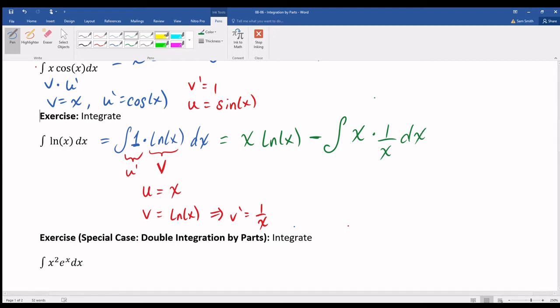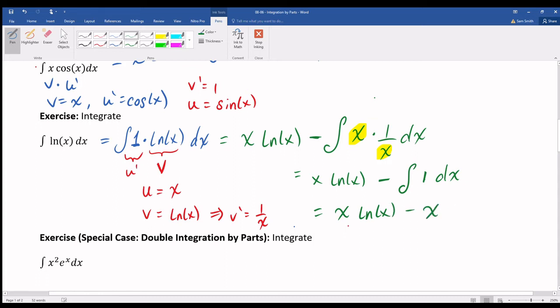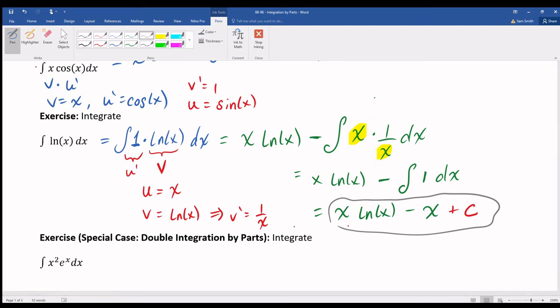Look at what has happened. We have arrived in the integral at x times its reciprocal. So those two x's cancel each other out completely, and we are left with u times v, x times natural log of x, take away the integral of 1. The integral of 1 is simply x. So here is our indefinite integral. Our indefinite integral of natural log is x times natural log of x minus x plus an arbitrary constant.